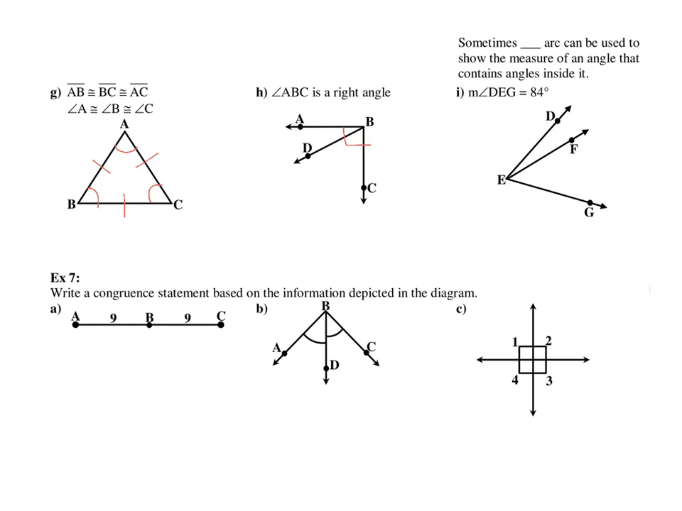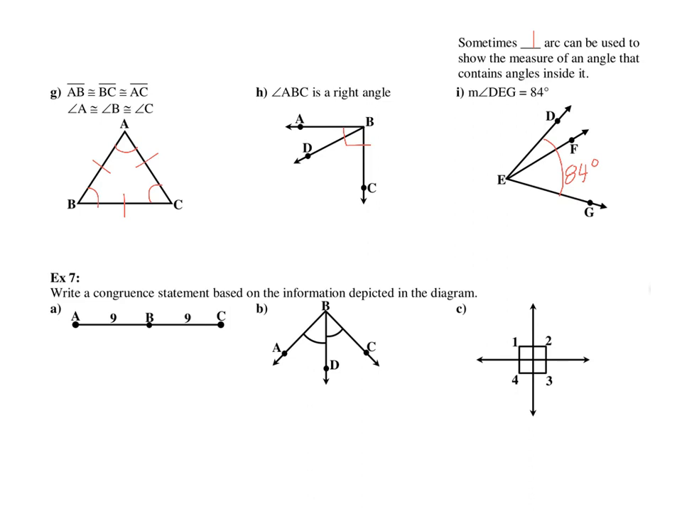Sometimes one arc can be used to show the measure of an angle that contains an angle inside of it. So if I have one continuous arc going across, and then you have a number next to it, that means the whole angle is 84 degrees.